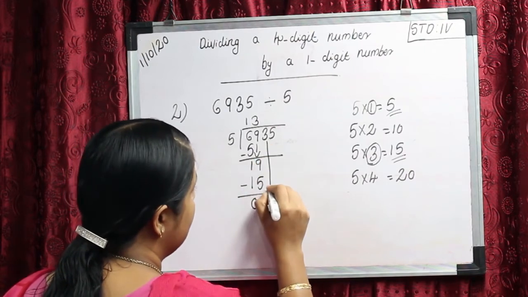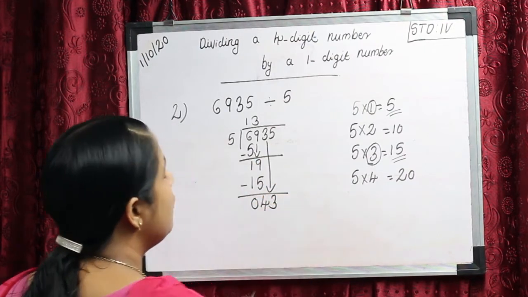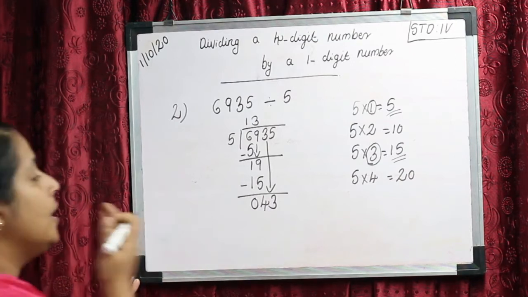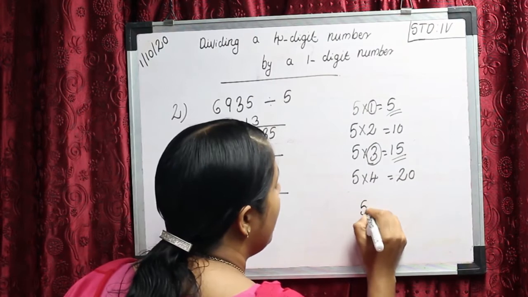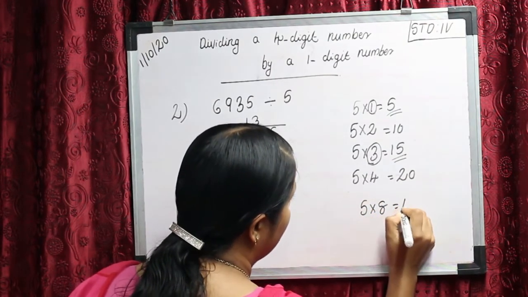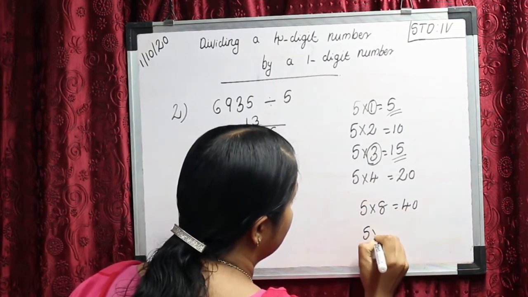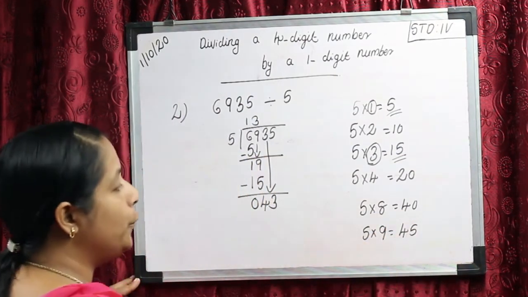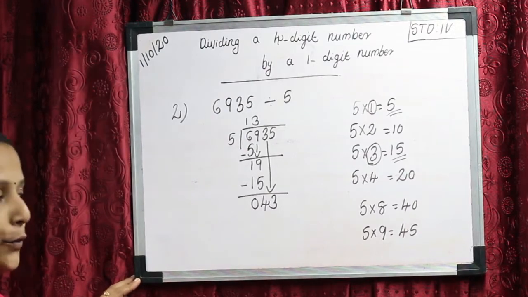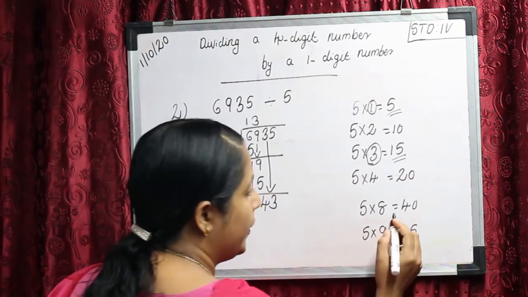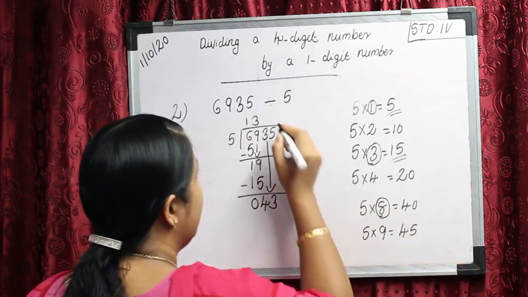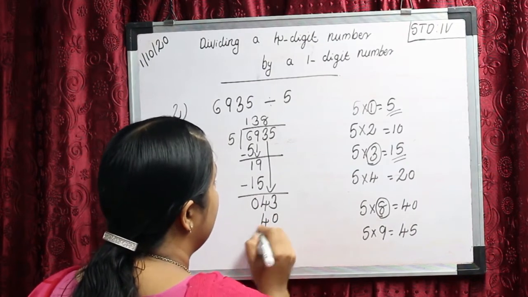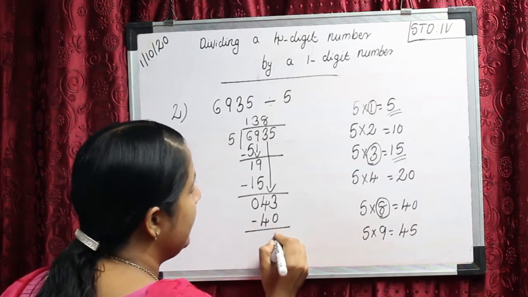Then considering the next number, 3, so 43. Is 43 in 5's table? No. Then 5 8's are 40, and 5 9's are 45. So which number are we selecting, 40 or 45? Yes, we are selecting 40. How can we get 40 in 5's table? 8. So we write 8 here. Then 8 5's are 40. Then 43 minus 40 equals 3.